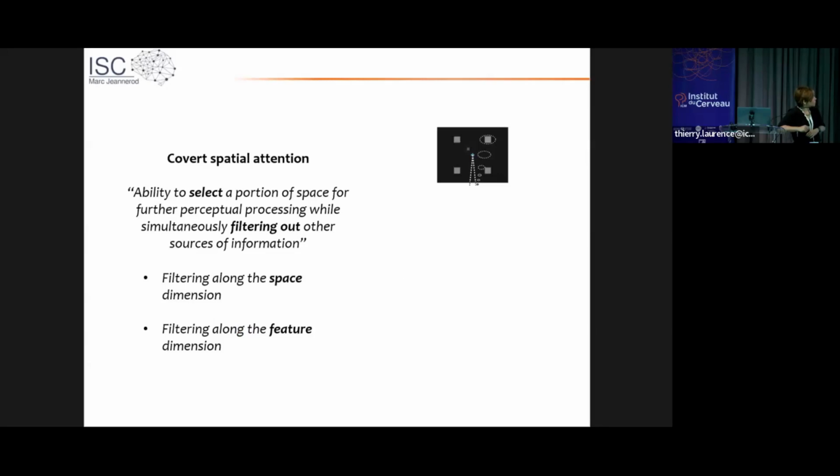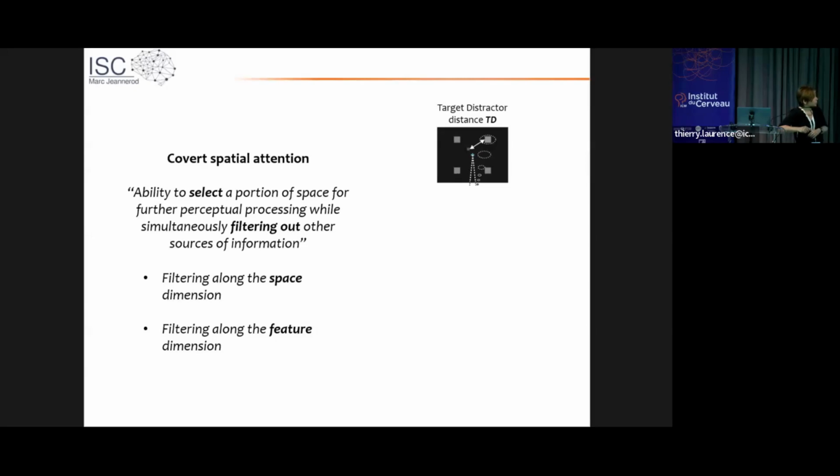When one talks about covert spatial attention, we can imagine it along multiple features of selection. This can be space, so orienting attention in space. This can be any other type of feature, could be color, orientation, shape, mental content, etc.